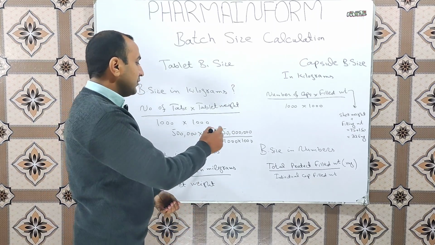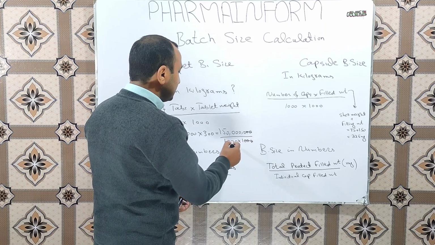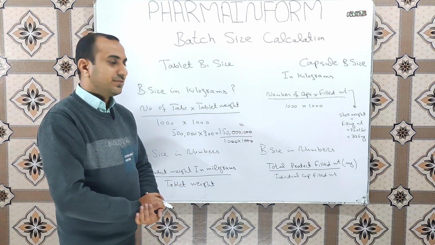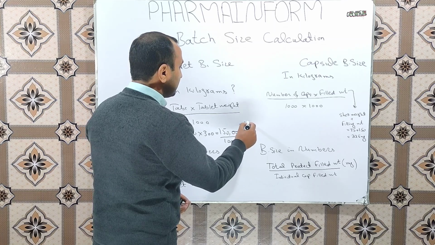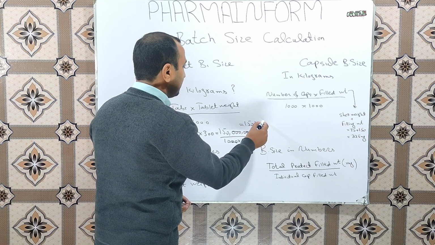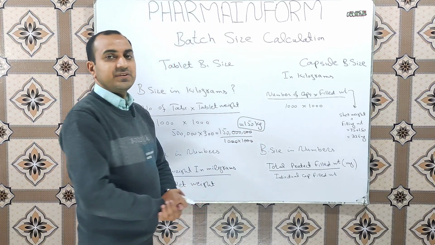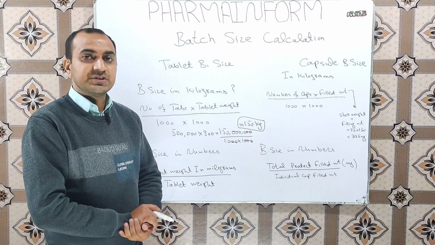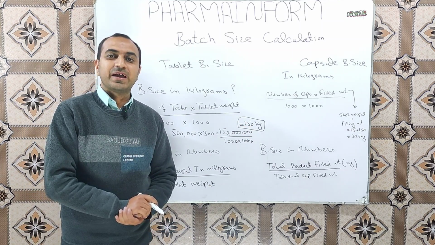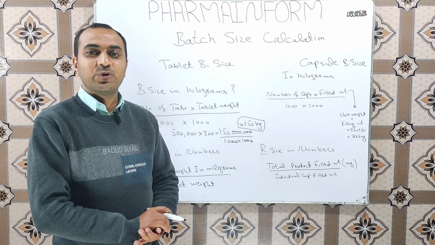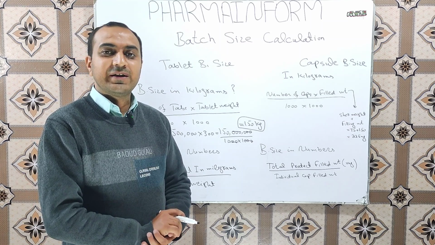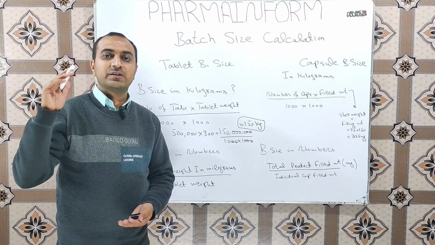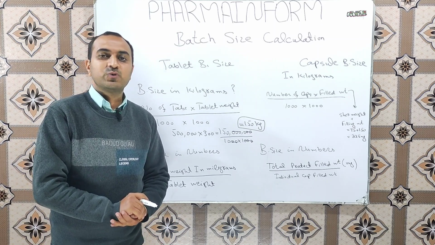Must watch the video. After solving this equation, the answer will be 150 kilograms. Meaning our batch size in kilograms is 150 kg. The second one is to calculate the batch size in terms of numbers. Suppose you have a specified quantity of powder or granules and you want to calculate the number of tablets from it. How will you calculate?